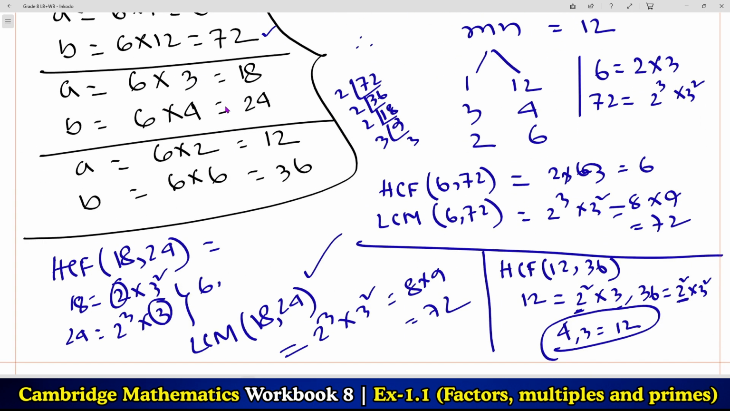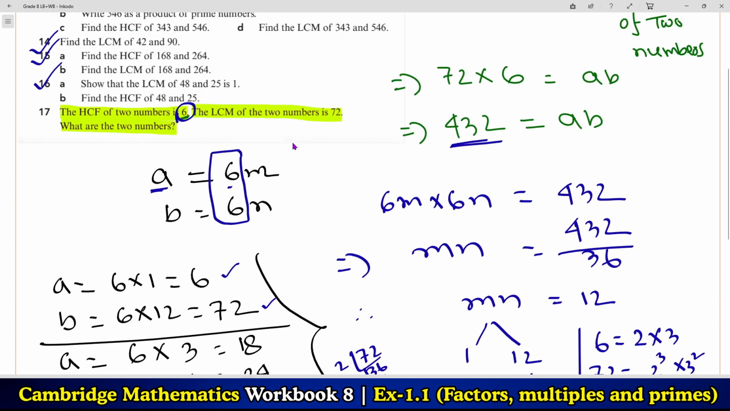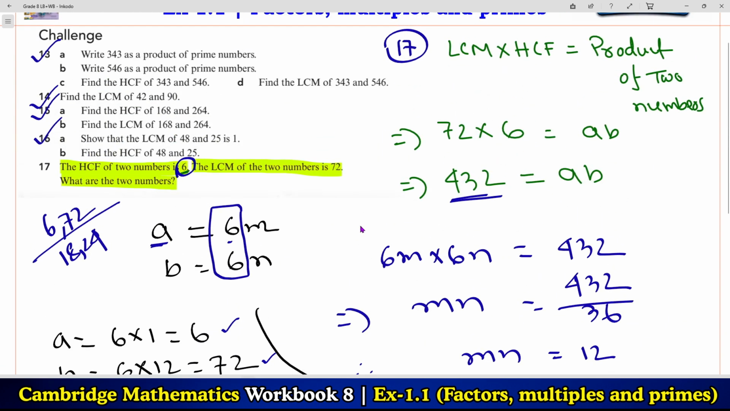So in this case, our answer is that the two numbers can be 6 and 72, or 18 and 24. Okay, this is our answer. So we have to think more deeply. This math is very simple, but we have to understand what our question is.